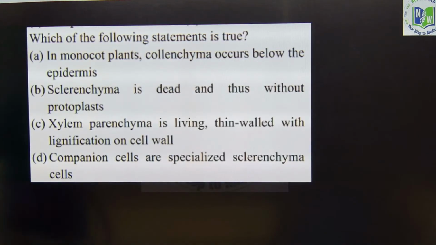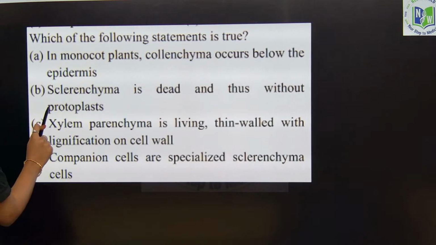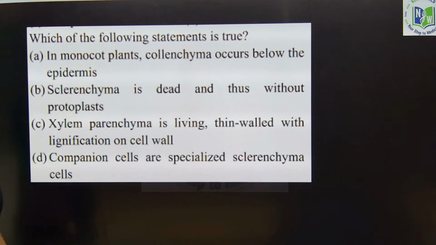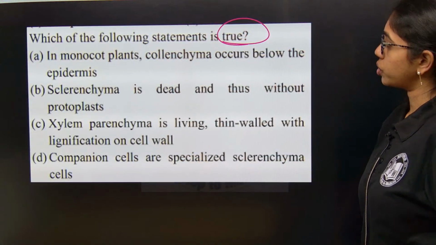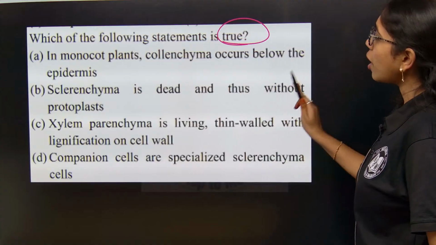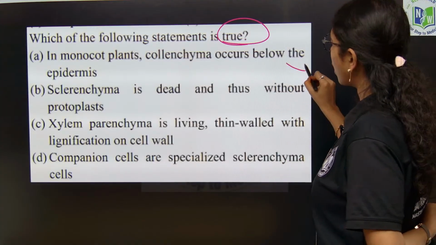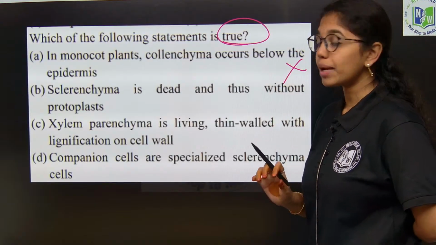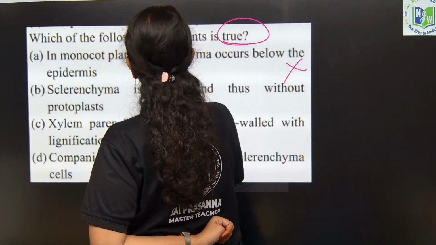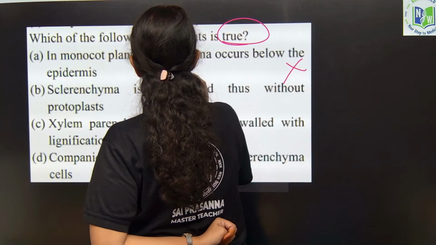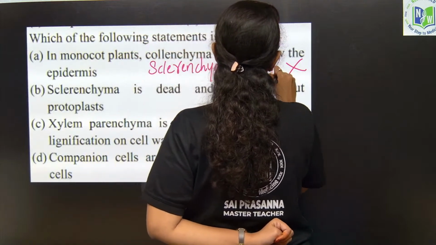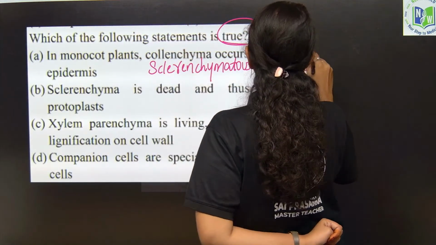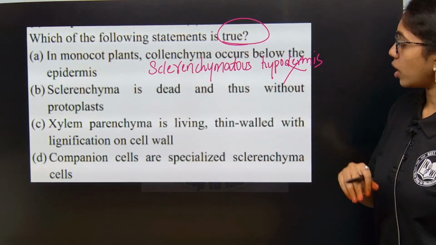Which of the following statements is true? True statement he is asking. So, any time in a statement based question, first identify whether he is asking you the right statement or wrong statement and just underline it over here, then look into the options. In monocot plants, collenchyma occurs below the epidermis. Wrong. In monocot plants, what occurs below the epidermis? Sclerenchymatous hypodermis will be there. Sclerenchymatous hypodermis is present in monocot stem, not collenchymatous.